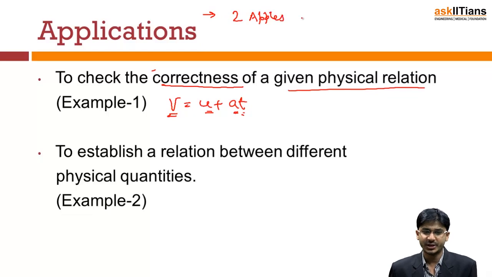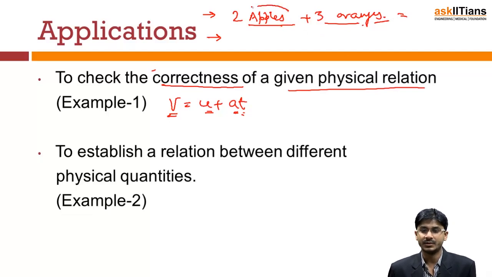Now before I explain this, I will put a question. What if I told you to add 2 apples plus 3 oranges? What is the addition of 2 apples plus 3 oranges? If I ask someone, I am sure every one of you will say we cannot add this. We cannot add 2 different things. We cannot add apples with oranges.